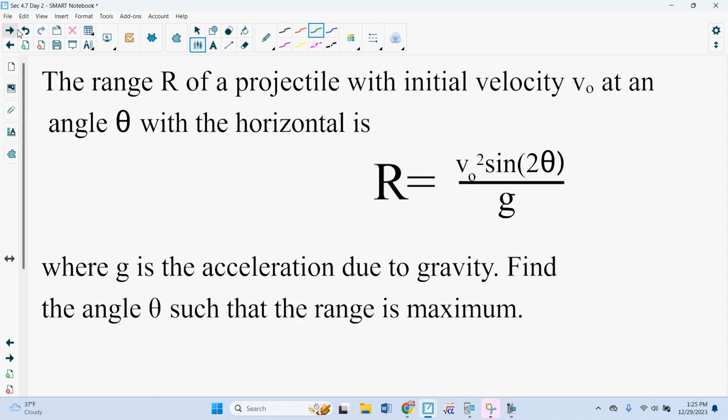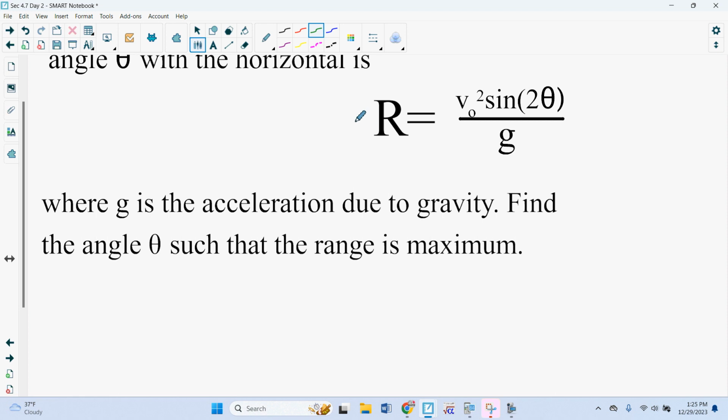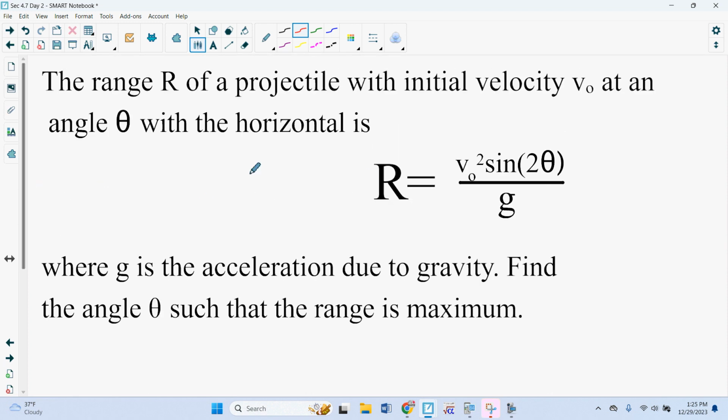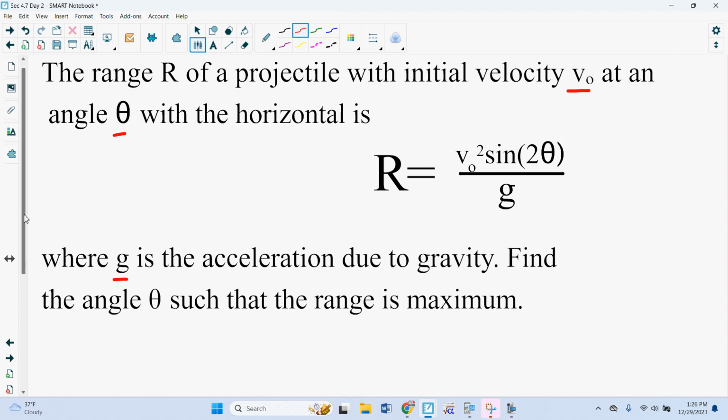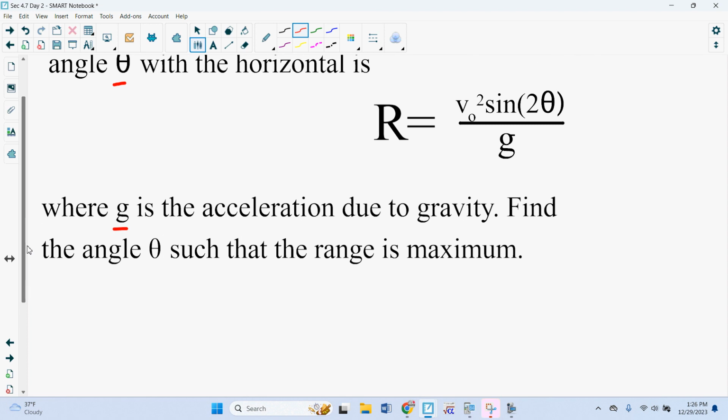The range of a projectile with initial velocity of v sub 0 at an angle of theta with the horizon is given by this formula, where g is the acceleration due to gravity. Find the angle theta to maximize the range. So now you'll notice our formula, we don't even have any numbers or variables. We can't graph this, but we can still, based on these variables that represent the angle, our initial velocity, and our acceleration due to gravity, find the angle based on all of those things.